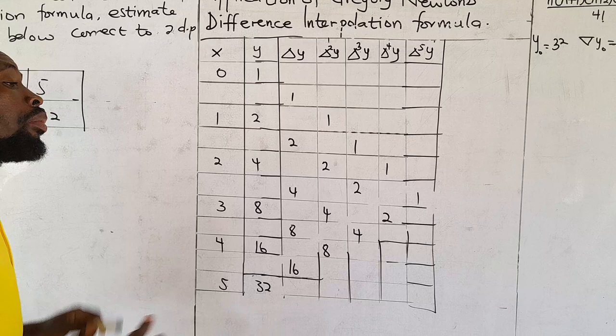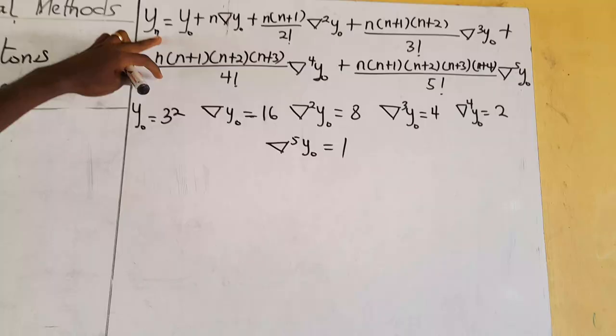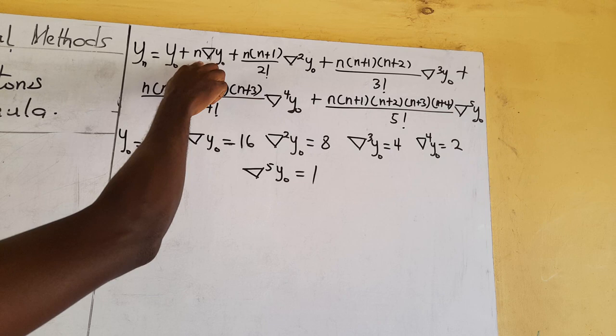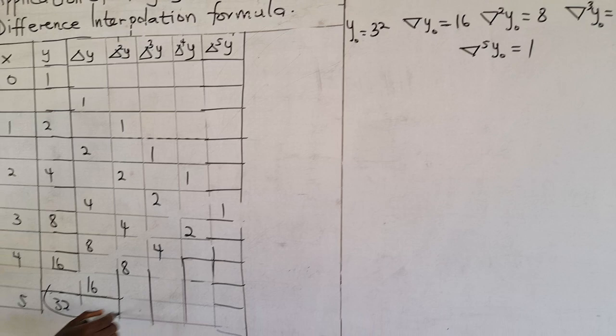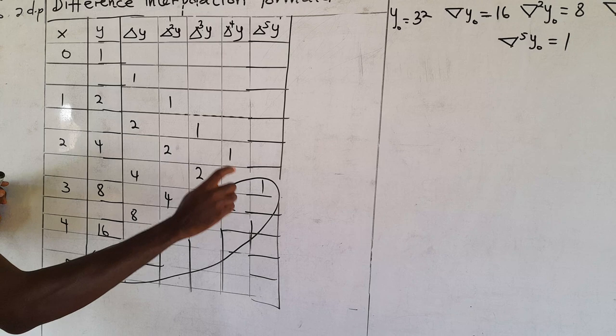And remember, the question says we should use Gregory Newton's backward difference interpolation formula. So we have to put the backward difference formula, which is this: yn is equal to y naught plus n nabla y naught in that order. And what is the y naught, nabla y naught, n? Since it is backward difference, we'll get those values from this place, where this is our y naught, this is nabla y naught, nabla square y naught, nabla cube y naught, nabla exponent 4 y naught, and nabla exponent 5 y naught.